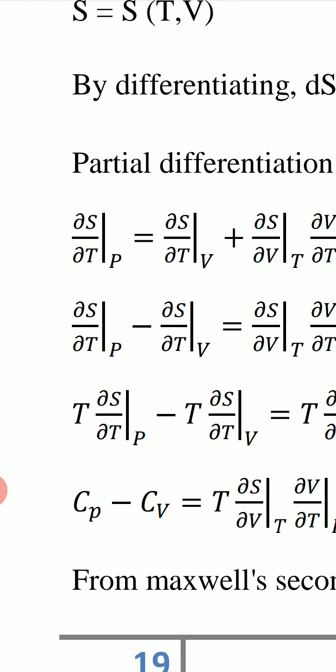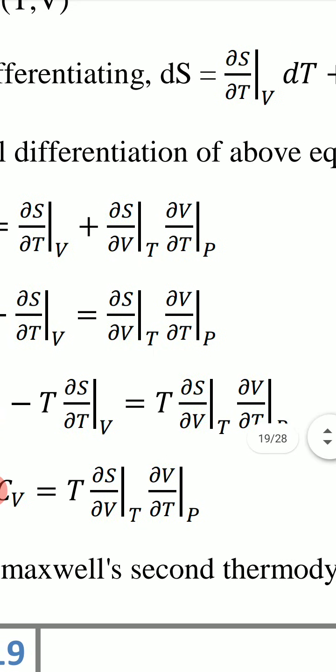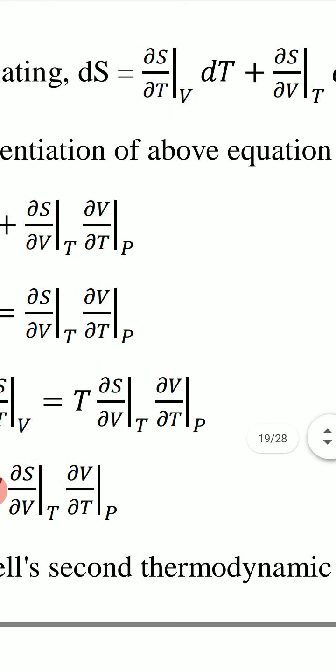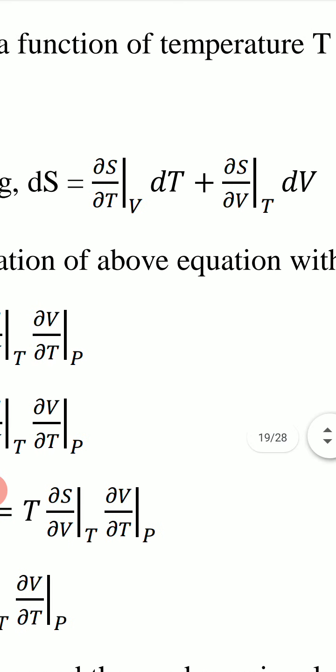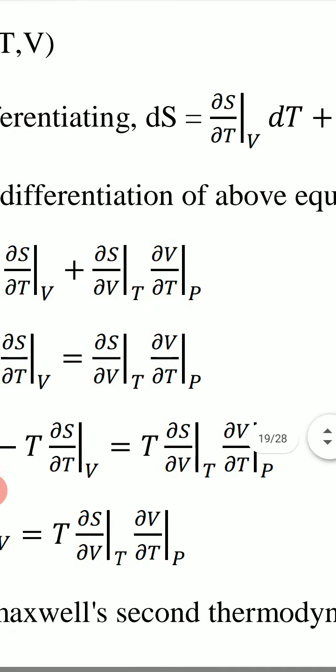as delta S upon delta T. If we divide this by dt, then the left hand side is ds upon dt, which we write as delta S upon delta T. In the right hand side, when we divide by dt, the first term remains delta S upon delta T at constant V, and if we divide by dt, the second term will become delta S upon delta V at constant T into dV upon dt, and we write this dV upon dt as delta V upon delta T, and this we do for constant pressure P.